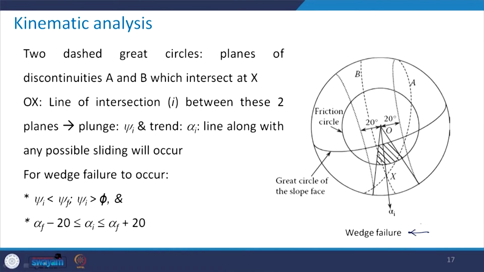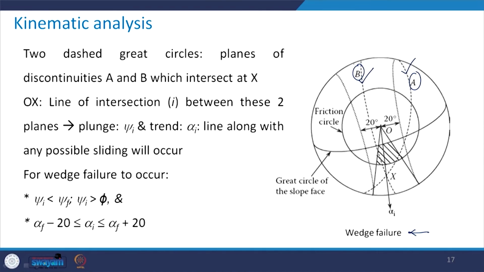Now similarly, we take a look with reference to the wedge failure in this figure. So you see that we have two dashed great circles which are representing the planes of discontinuities A and B. So you see here, this is the one and this is the another one which is here.